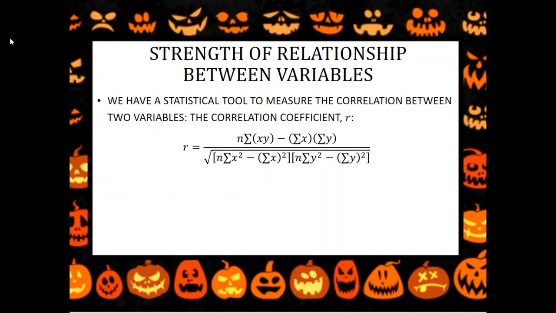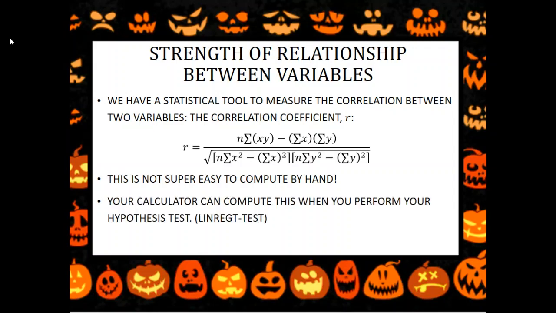Down in the denominator, these are the standard deviations for each variable, essentially. So you've got the square root of n times the sum of the x squareds minus the sum of the x's squared. And then here you have n times the sum of the y squareds minus the sum of the y's squared. I won't make you do this either. So we'll figure out how the calculator can do this for us too. It's not real easy to compute by hand. If you take your time or use an Excel spreadsheet, it works very nicely. But your calculator can compute this.